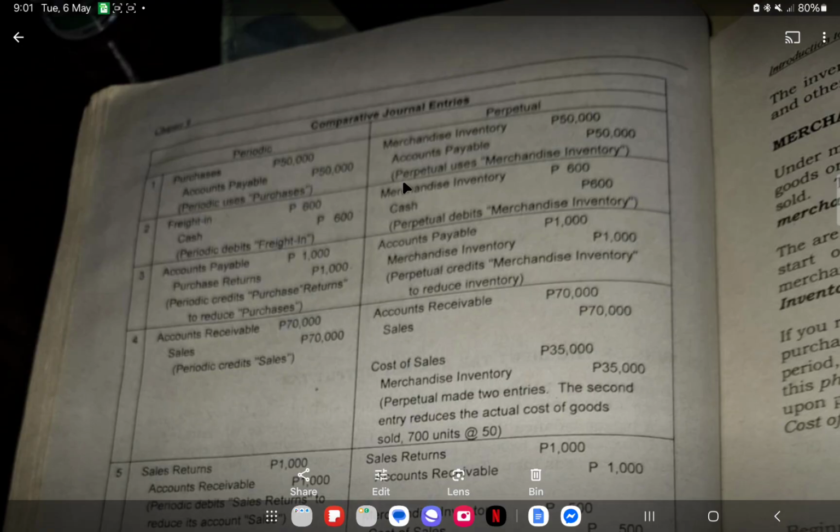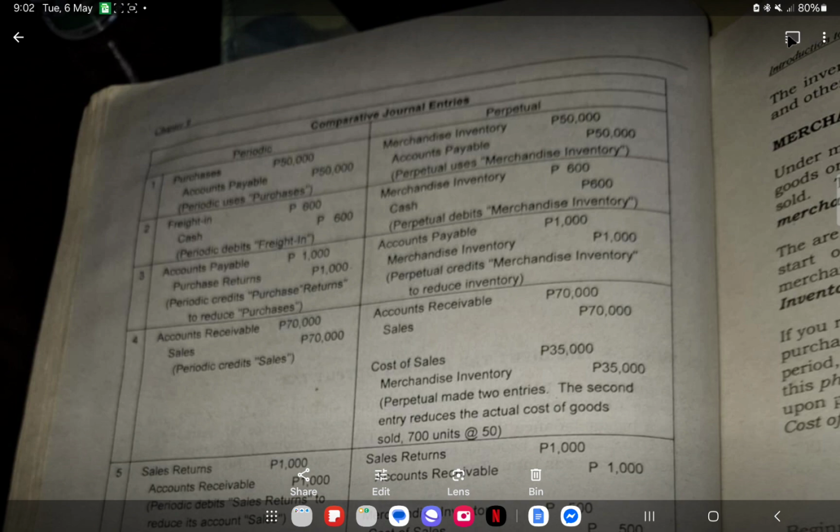In perpetual, as I mentioned in the previous discussion, you're going to use merchandise inventory if your entry is purchases, purchase discounts, purchase returns and allowances, and freight in. In periodic, you debit purchases. In perpetual, you debit merchandise inventory worth 50,000 pesos. The same credit, accounts payable 50,000 pesos, to record the purchase on account.